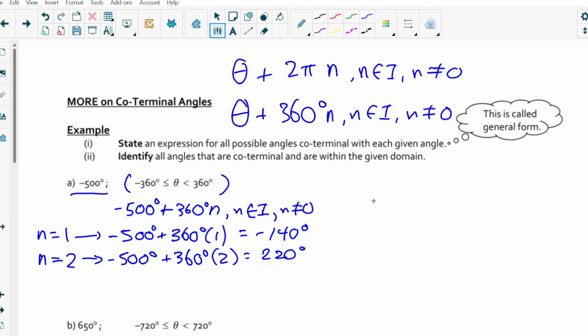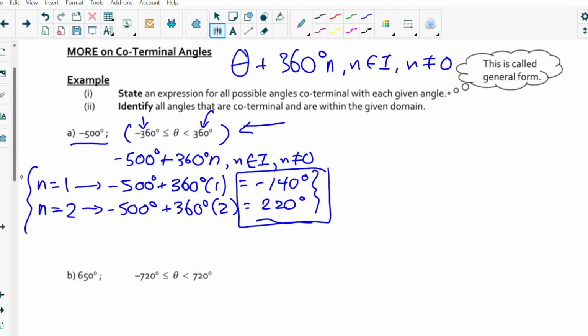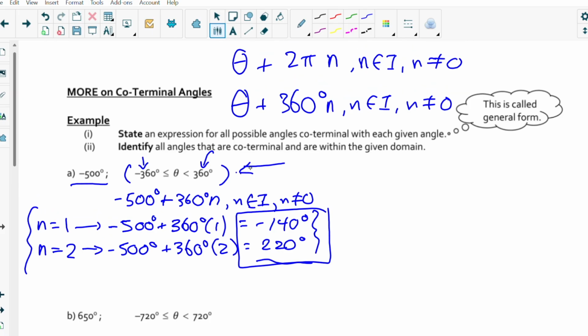If I go n equals negative 1, it'll take me outside of this domain on the negative side. If I go n equals 3, it'll take me outside of the domain, which is 360 degrees. So these two angles are all the angles within my domain here. Okay, so be able to do that. Identify a restricted domain, and then identify the coterminal angles within that restricted domain.